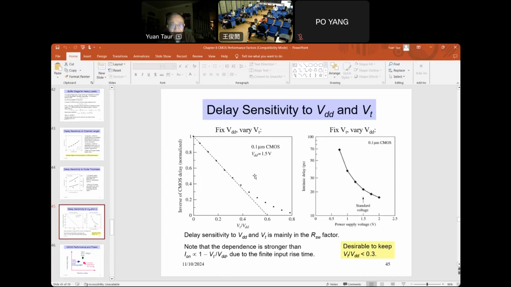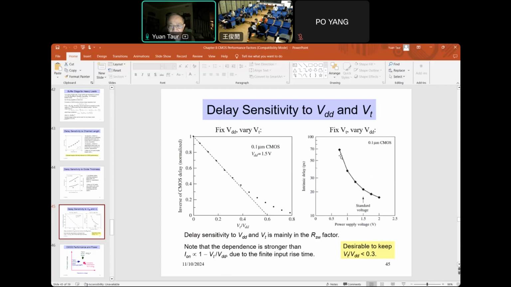Okay, we come back to the delay sensitivity to VDD and VT. Okay, we had this chart in chapter 6, showing that the delay, this is the inverse of delay. So the delay goes up as VT or VDD goes up. So we say that we don't want this to exceed something like 0.3. That case was fixed VDD and varying VT.